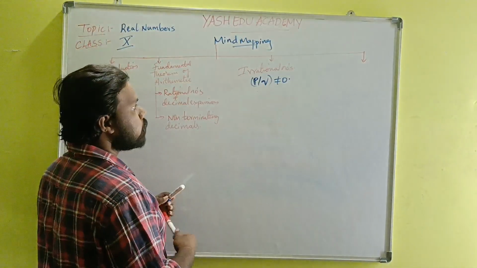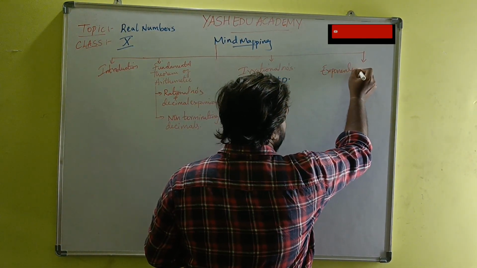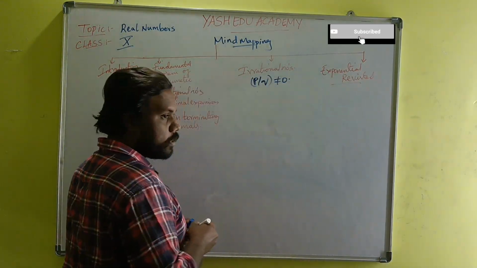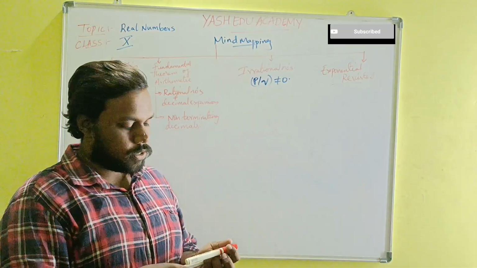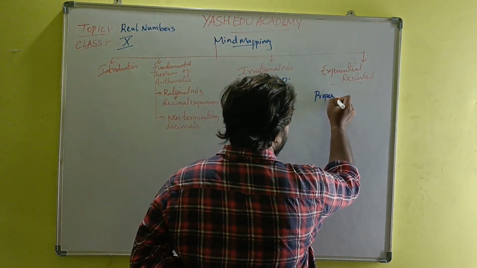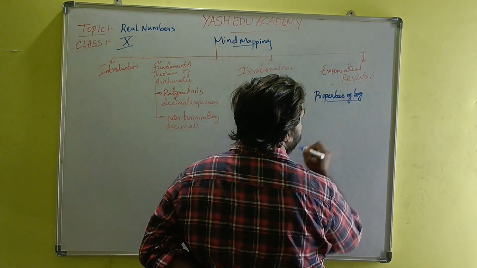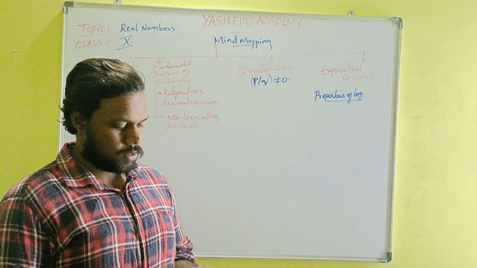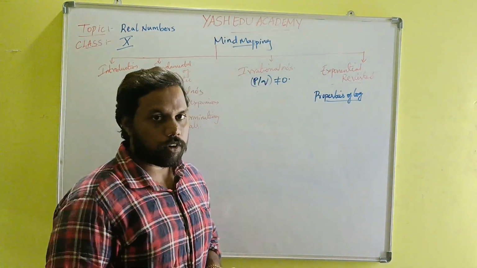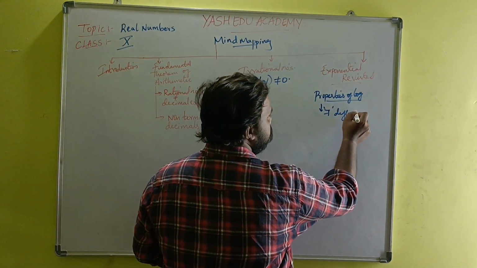After this, there is the exponential register. In this exponential register, based on the powers and exponents, we will have the properties of logarithm. In the properties of logarithm, we will have 7 different types of properties.